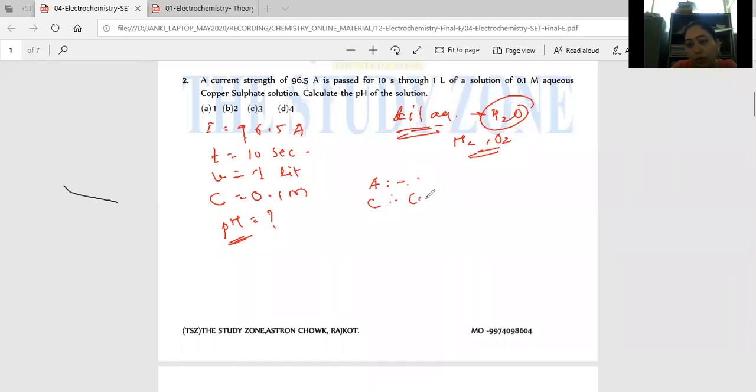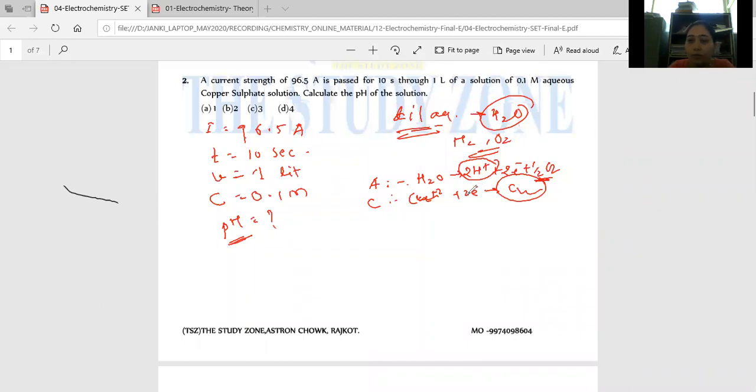At the cathode, Cu plus 2 plus 2 electrons gives Cu. This is cathodic. It means on the cathode we get copper. What about the anode? Can we say O2 on the anode? Yes, O2. H2O gives 2H plus plus 2 electrons plus 1/2 O2, right? It means we get the product O2 on anode. The H plus will remain inside the solution.